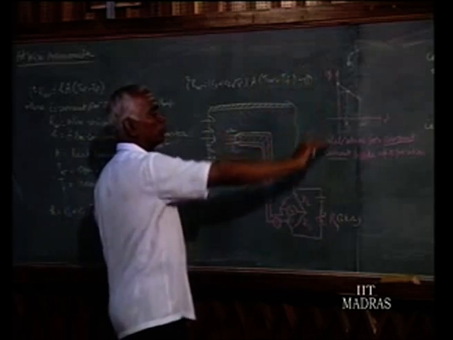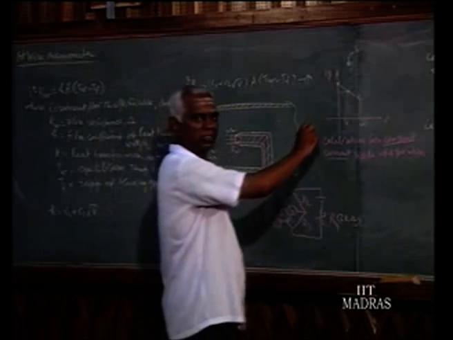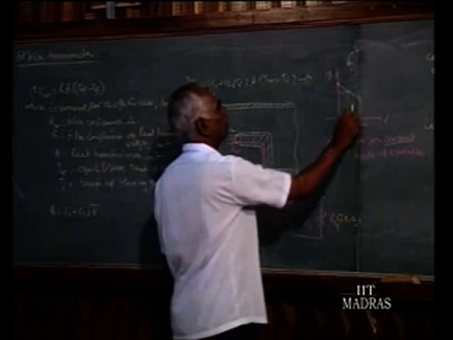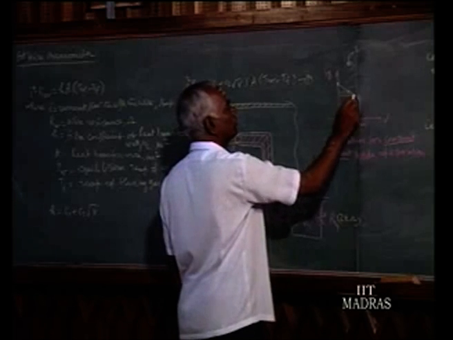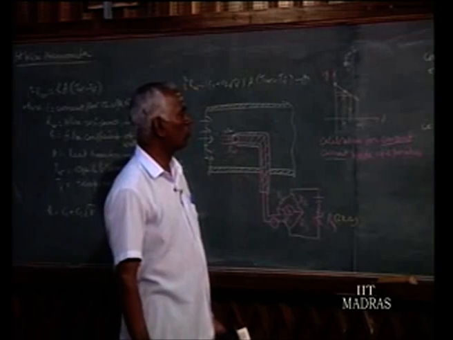That is what we make use of here: plot the current for known velocities, and for any unknown velocity we can find out the current, and from the current we can get the velocity. That is the constant current mode of operation.